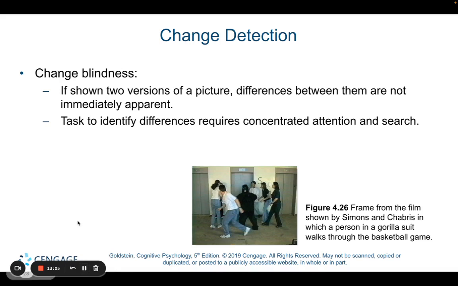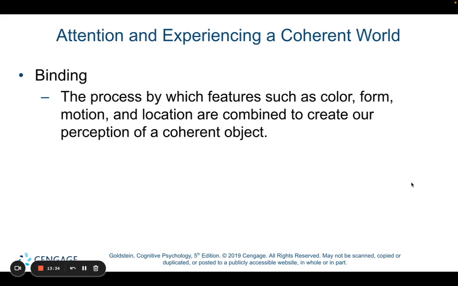Change blindness involves when people are shown 2 versions of a picture, the differences between them are not immediately apparent, and the task of identifying differences requires concentration, attention, and search. This picture in figure 4.26 is pretty popular in psychology, with people at a basketball game and somebody in a gorilla suit. Most people are not able to even notice the person in the gorilla suit initially.